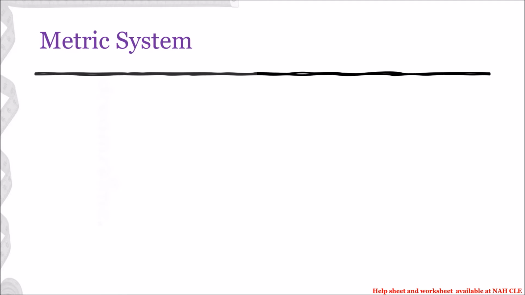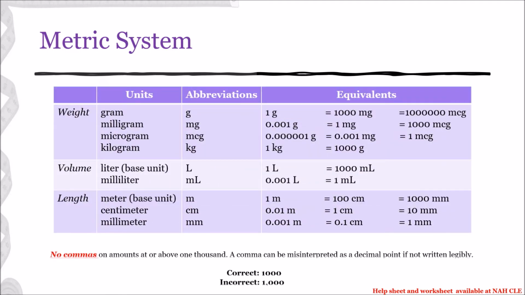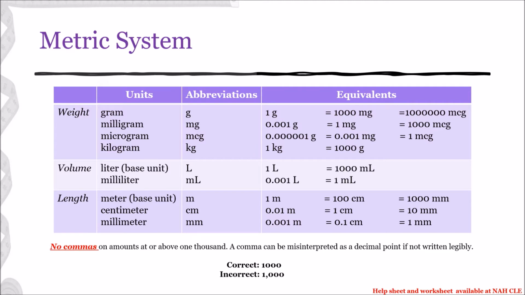The metric system. Here's a chart that you can reference. Please note that no commas on amounts at or above 1,000. A comma can be misinterpreted as a decimal point if not written legibly.